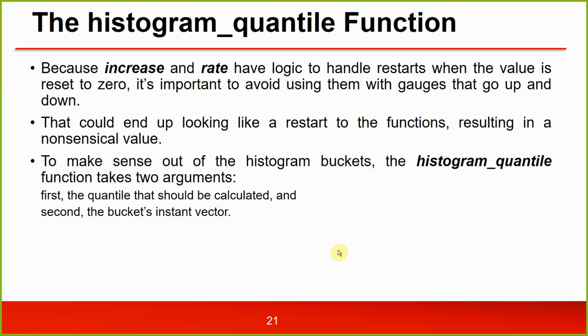Because increase and rate have logic to handle restarts when the value is reset to 0, it's important to avoid using them with gauges that go up and down. That could end up looking like a restart to the function, resulting in a nonsensical value. To make sense out of the histogram buckets, we have a function called histogram_quantile that takes two arguments. First, the quantile that should be calculated, and second, the bucket's instant vector.